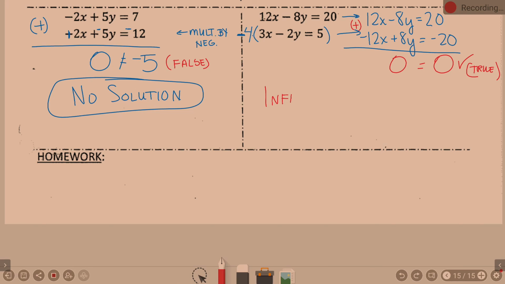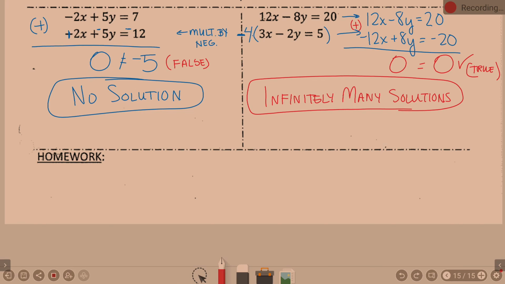So when your x and y cancel out, and you're left with a true statement, we're going to say infinitely many solutions. Where you're left with a false statement, you're going to say no solution.